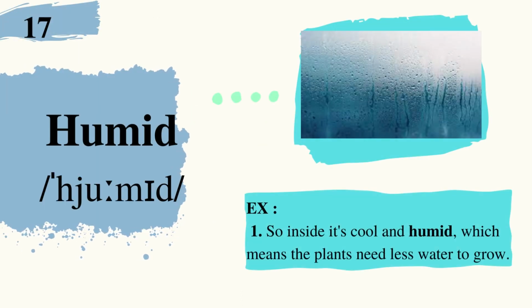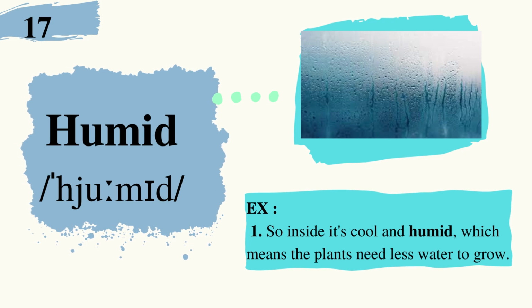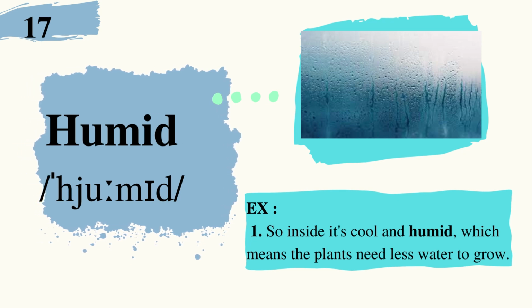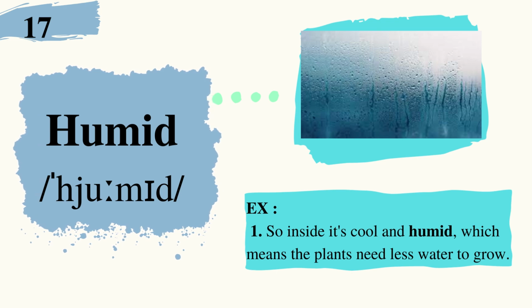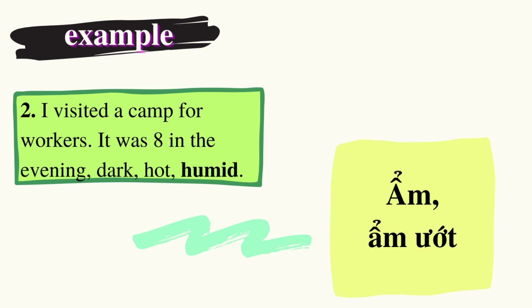17. Humid. Example. So inside it's cool and humid, which means the plants need less water to grow. I visited a camp for workers. It was 8 in the evening, dark, hot, humid.